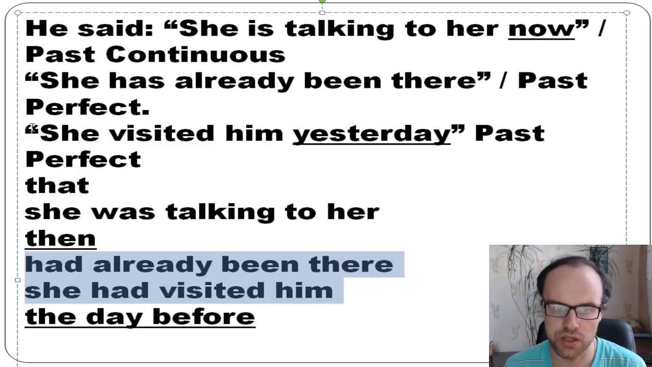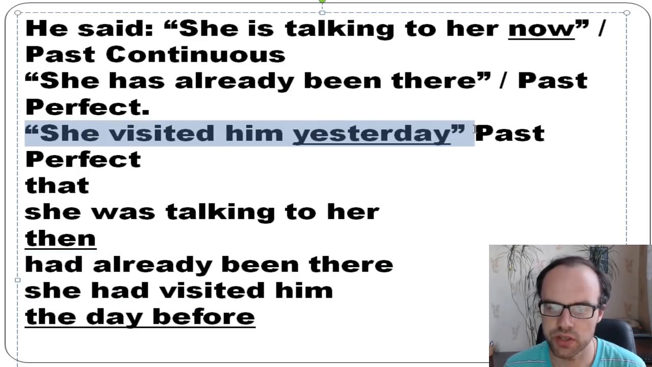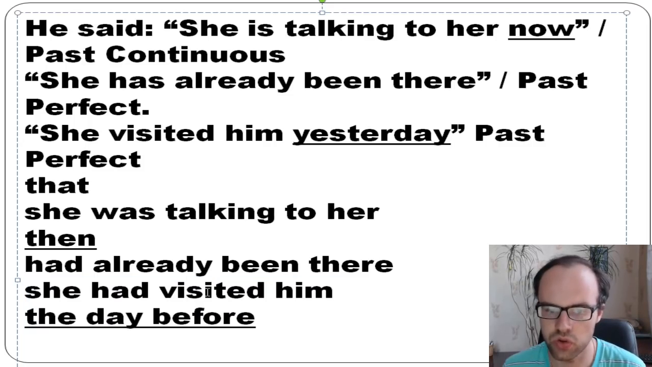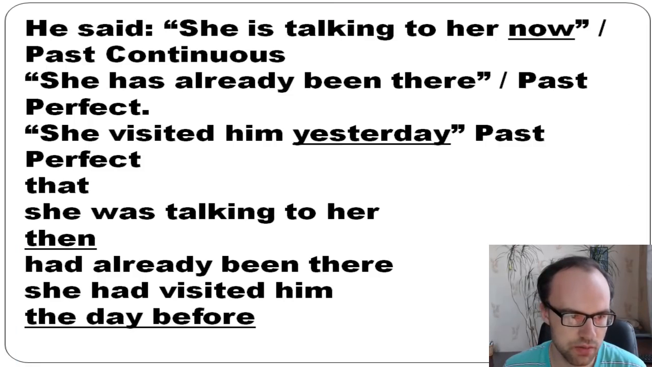Good. He said she visited him yesterday, so it's past simple. We change past simple to past perfect. He said she had visited him the day before. So it's one time before in reported speech, and we change now to then and yesterday to the day before. Please remember it, it's very important. Okay, good.